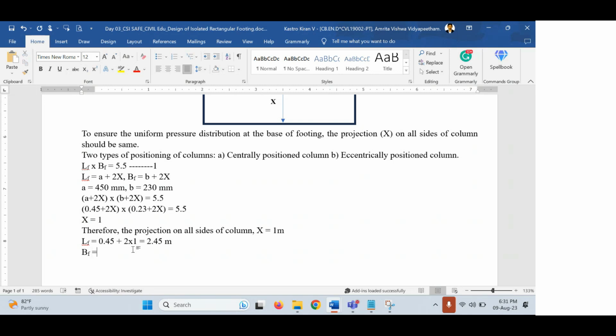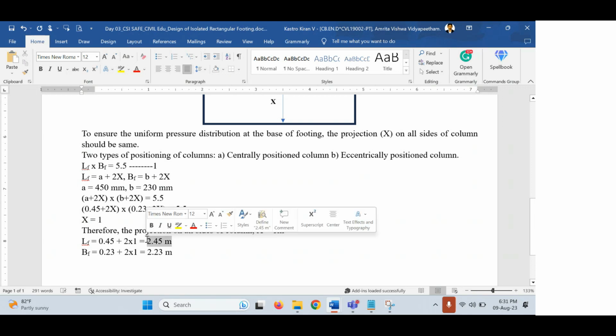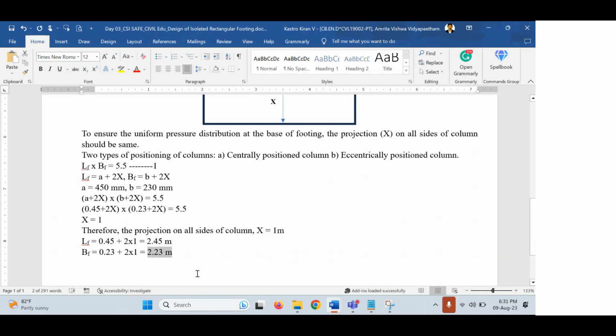So how will you find the width of the footing? B plus 2x. What is the value of B? The value of B is 0.23 plus 2 times 1. Therefore, the value will become 2.23 meters. Now, if you provide these dimensions to the footing, then uniform pressure distribution will happen.